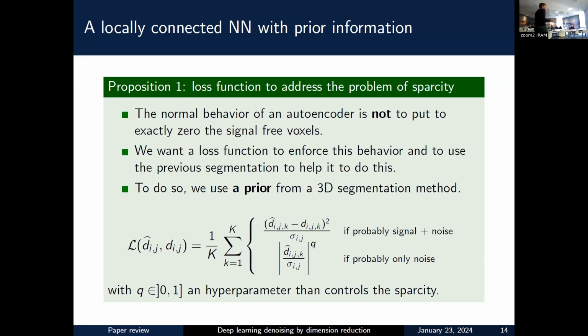So the loss function is not anymore just a mean squared error, but something a little bit more complicated. But at the end, it is the same kind of thing. This prior is obtained from a three-dimensional segmentation method, which has been developed, in fact, by Jerome. I won't give a lot of details on it, but it segments the cubes in 3 dimensions, and for each voxel indicates 0 or 1 depending on whether we think that the voxel is composed of signal or not.